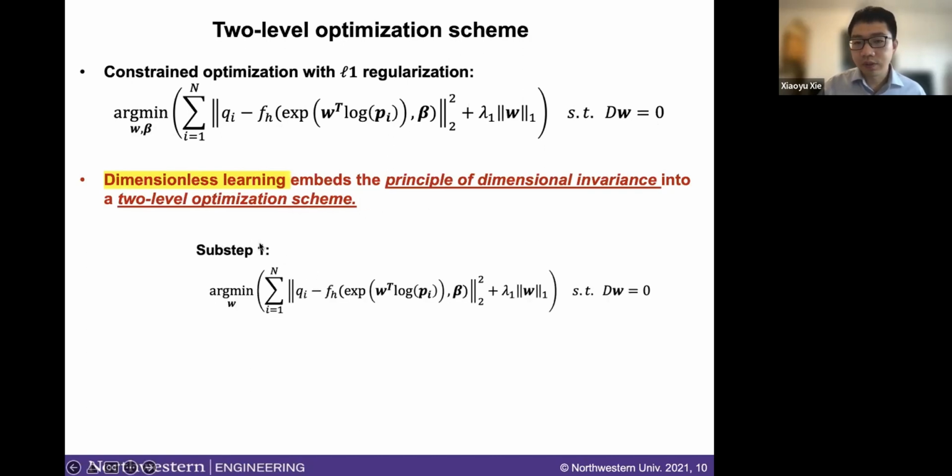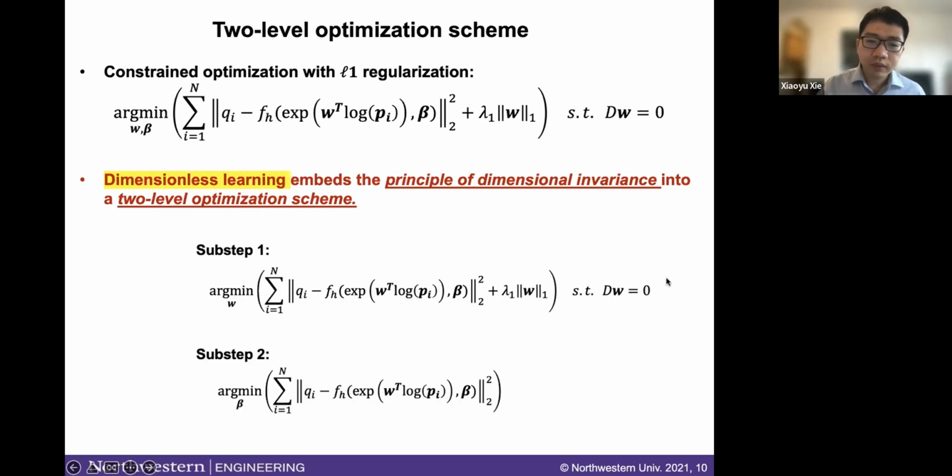For the first level, in the first step, we fix the beta and try to find the best W for the dimensionless numbers. And here there is a constraint for W. In the second step, given this discovered intermediate W, we try to find the best beta. After many iterations, we can find the best W and the beta at the same time. So this is a two-level optimization scheme.